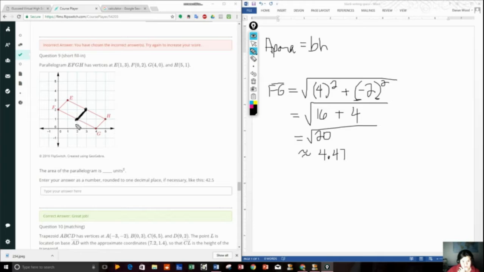Okay, so this point is 2, 1, and this point is 3, 2. So we're going to find our height algebraically now, and it's still going to be our horizontal distance, which is our x coordinates. So 2 minus 3 squared plus our vertical height, which is our y coordinates, so 1 minus 2.